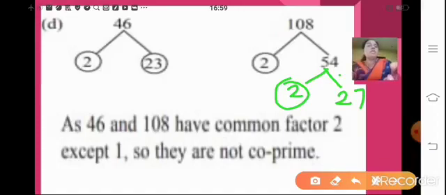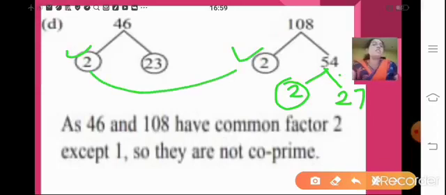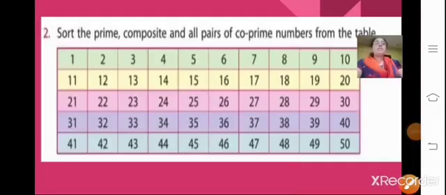Now here the number 2 and here the number 2, these two are common factors. So as 46 and 108 have a common factor 2 except 1, they are not co-prime numbers. 46 and 108 have a common factor between them, that is the number 2, so they cannot be called co-prime numbers. Okay, coming to the next question.